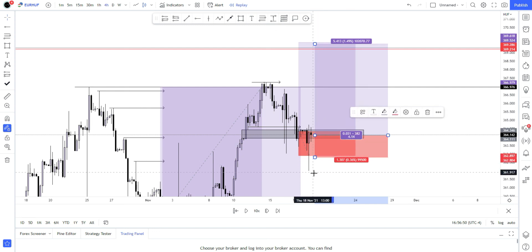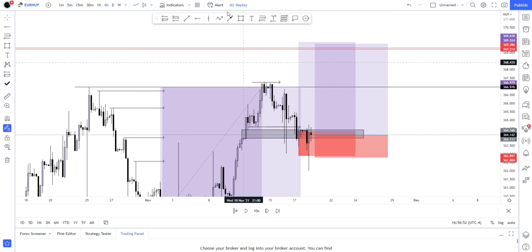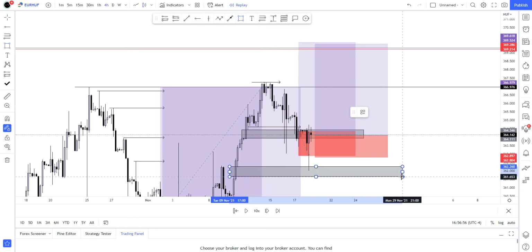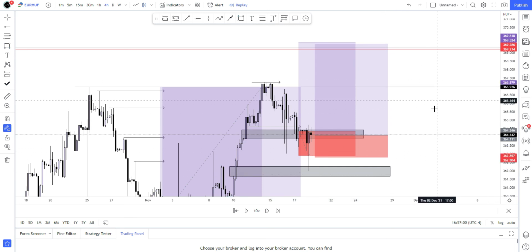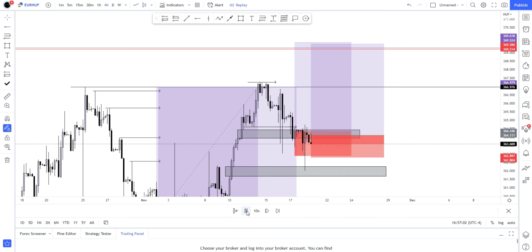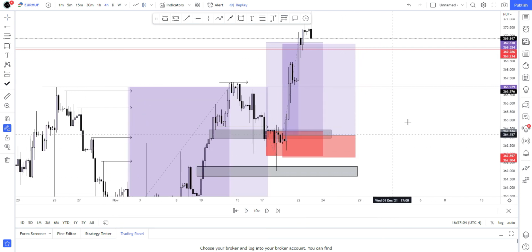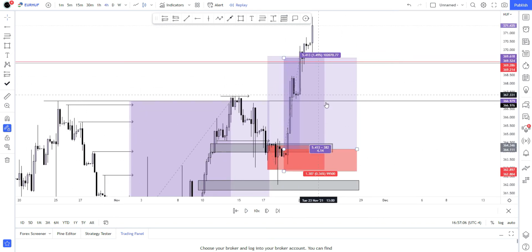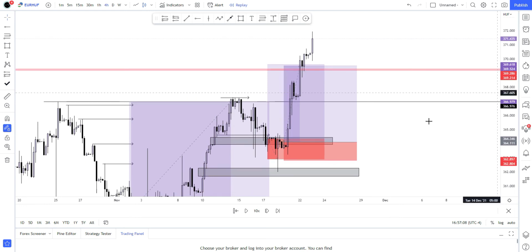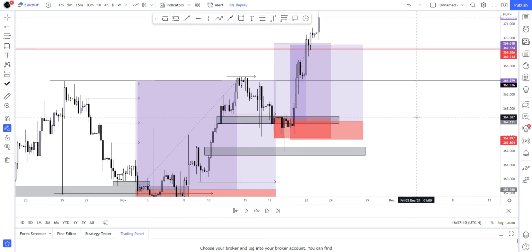And so liquidity keeps getting taken out. We also had this gap right here. A lot of gaps in the market. All right, so let's go ahead and hit play. And there we have it. So that got smashed. We did lose on that one trade.